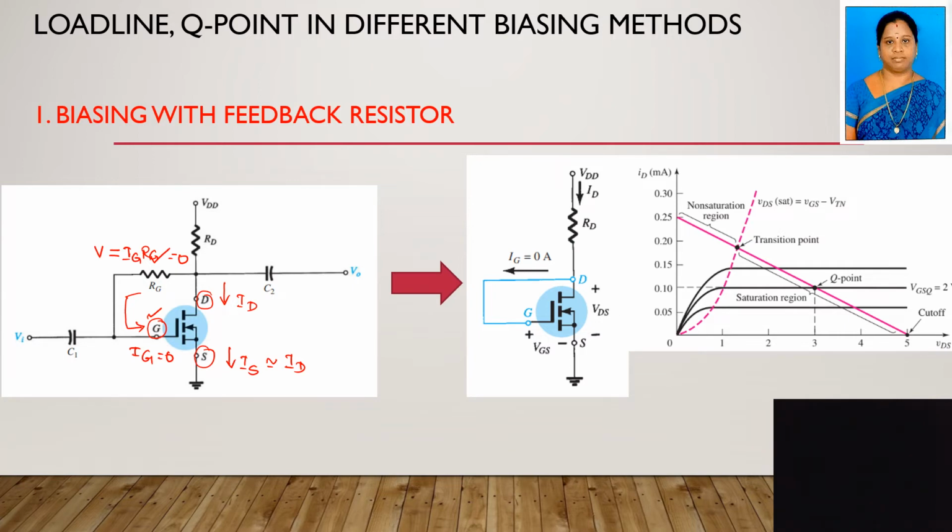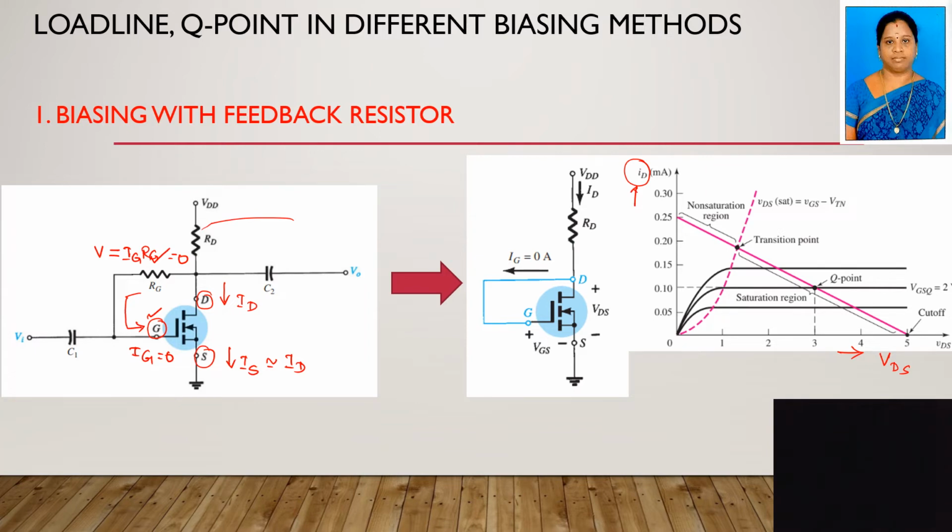Then we are going to see what is load line and Q point. So this is your load line. See this graph. In this graph, in the x-axis you have VDS, and in the y-axis we have the drain current ID. So this is nothing but the transistor output characteristic, that is the MOSFET output characteristic.